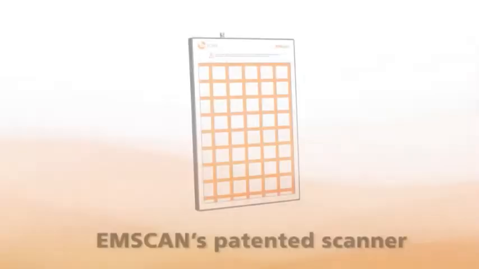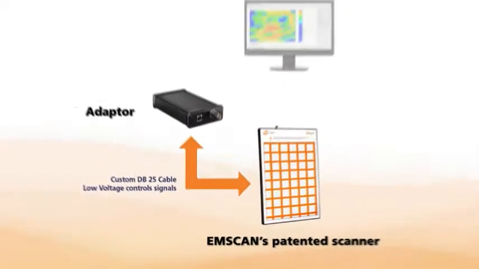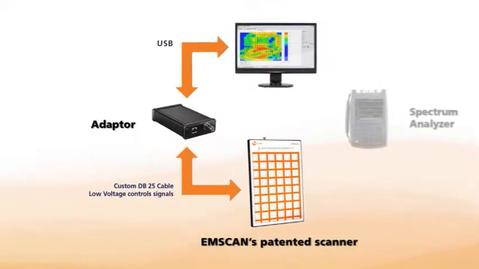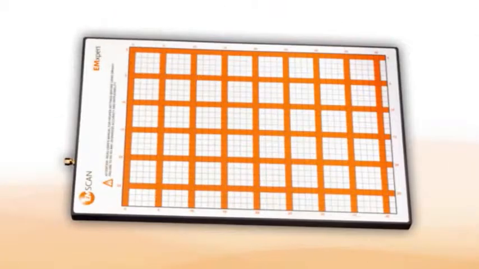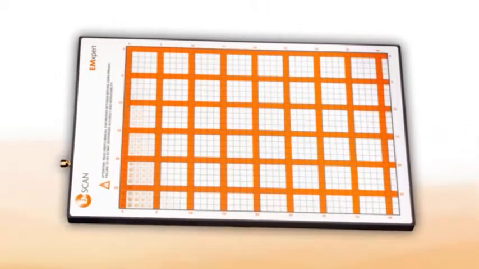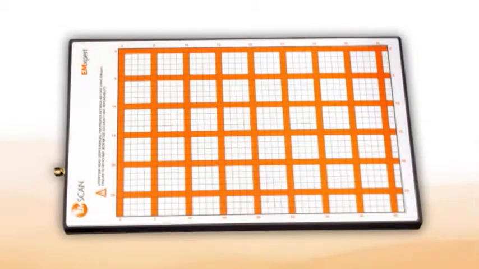The EMxpert system consists of a patented scanner, a compact adapter, client software, a customer-supplied spectrum analyzer, and a customer workstation. The adapter connects to the spectrum analyzer through an external trigger and relays real-time scanning data from the patented scanner to your workstation. The patented scanner is an automatically switched array of 1,218 pairs of orthogonal antennas.